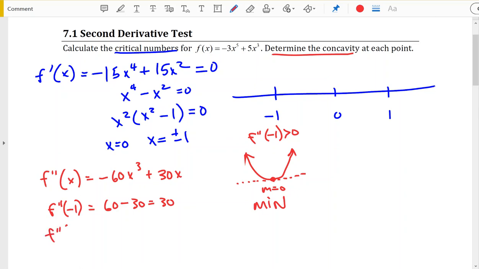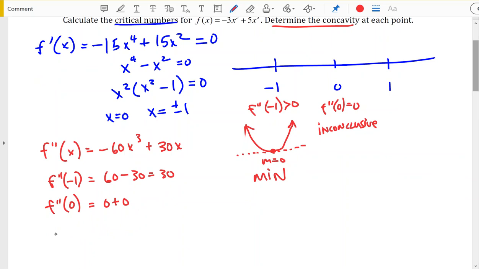Let's try it with 0. The second derivative when x is 0 is equal to 0 plus 0. So that tells us that our second derivative is equal to 0. And now we're used to sometimes this meaning that there are inflection points, but since we don't know the concavity, or we have a concavity of 0 here, we're not sure whether that point's a min or a max. So this is inconclusive about what type of value we have here. So we're going to come back to this and see if there's something that we could do next to solidify our understanding of the graph at that point.